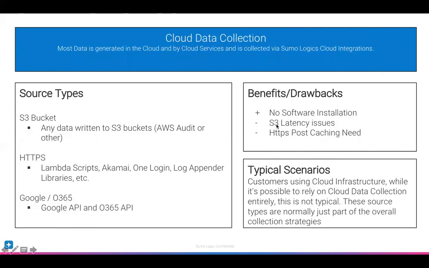There are some drawbacks. On the AWS side, there are some latency issues. They've gotten better over the last few months, but there are still some S3 latency issues getting data from the S3 buckets over to Sumo. But probably the biggest drawback is the HTTPS post. You would have to implement some sort of caching on your side before you're sending that data over to Sumo.